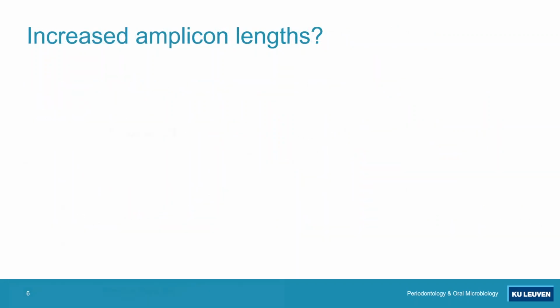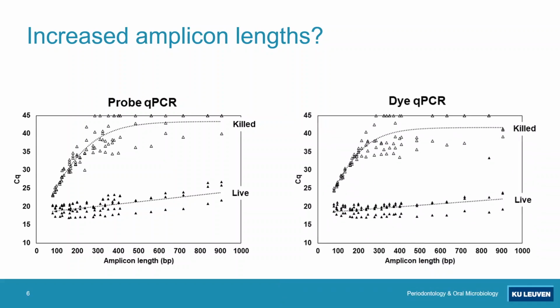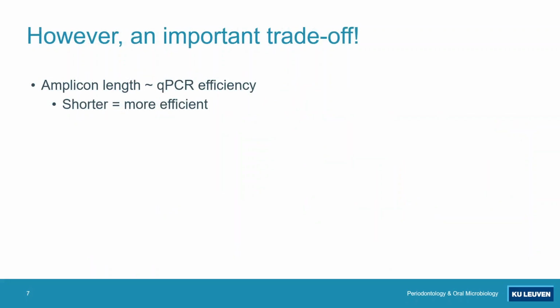Well, we saw that the Cqs, or quantification cycles, drastically increased with amplicon length, mostly in the dead cells, and a higher Cq means a lower amount of detections. This was independent of qPCR chemistry, as the dye qPCR gave this exact same result as the probe qPCR. This together indicates that increasing amplicon length is quite important to reduce the signal of your dead cells over your live cells. Fortunately though, there is a very important trade-off in qPCR.